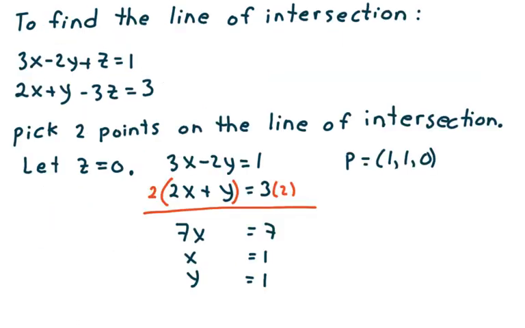To find the line of intersection, we're going to pick 2 points on the line of intersection. So first, I let z equal to 0, and I solved this system for x and y. And when I do, I get x equals 1 and y equals 1. And so p is equal to 1, 1, 0. So in other words, if I replace x with 1, y with 1, and z with 0 in both equations, that p will satisfy both of those equations.